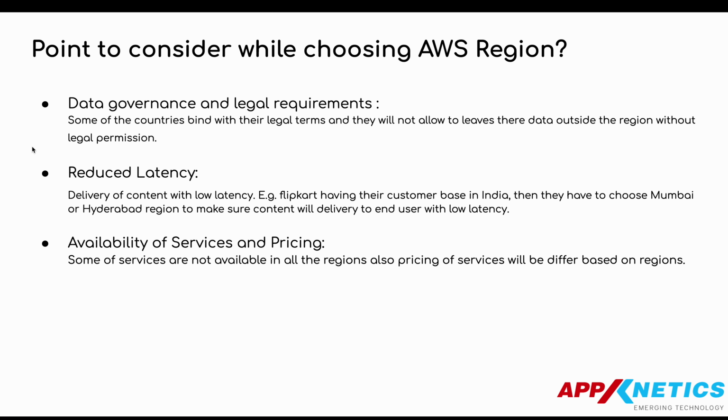Points to consider while choosing an AWS region. First is data governance and legal requirements. Some countries are bound by their legal terms and will not allow you to move their data outside the region without legal permission. Second is reducing latency, delivering content with low latency. For example, Flipkart has its customer base in India, so they have to choose the Mumbai or Hyderabad region to make sure the content is delivered to the end user with low latency.